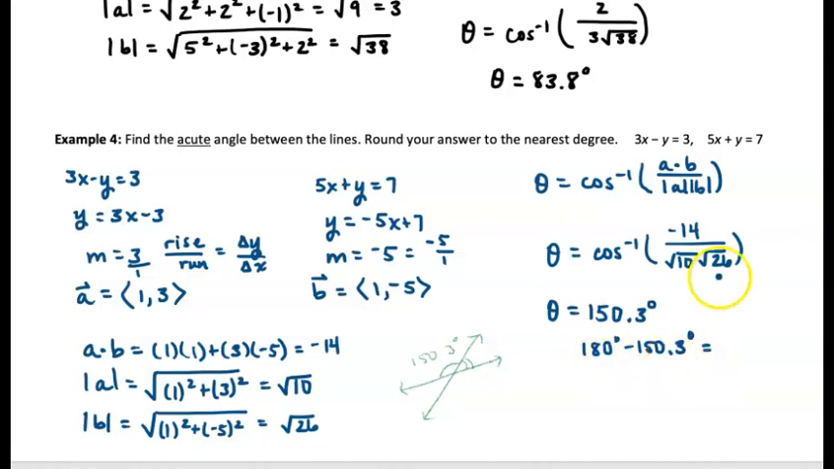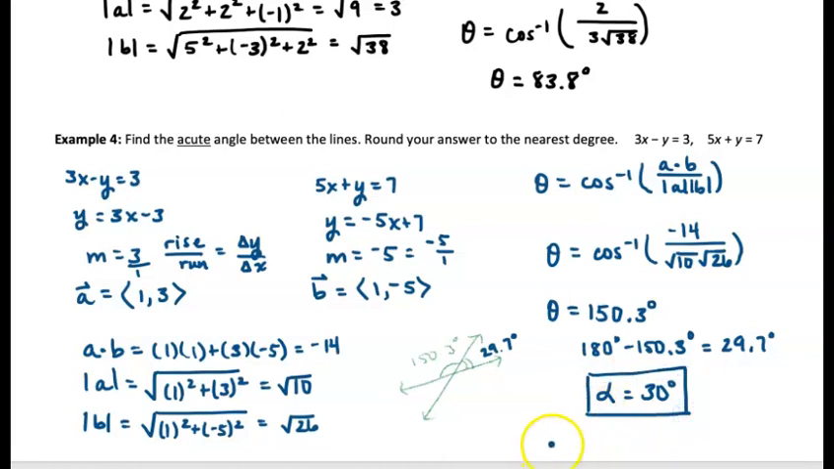So say I found this was 150.3 degrees, then I can find this angle by subtracting from 180. And I get that that acute angle is going to be 29.7 degrees. And we can call that angle, let's call it alpha. Because now we're rounding to the nearest degree, we can say that alpha is 30 degrees. And so this angle would be 29.7, or approximately 30 degrees. So our acute angle is approximately 30 degrees.